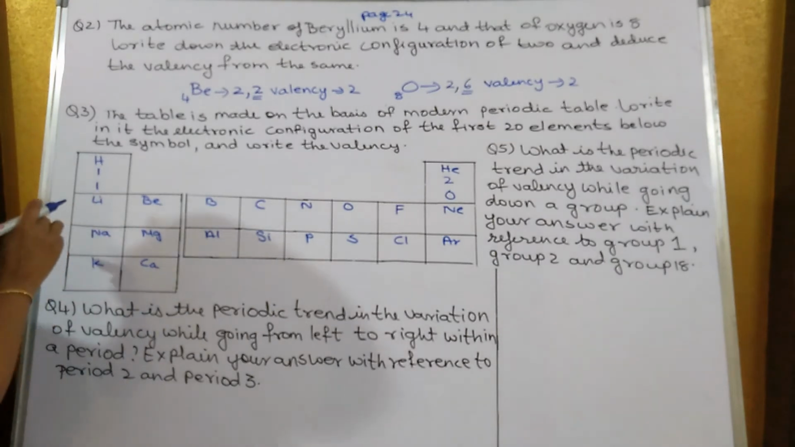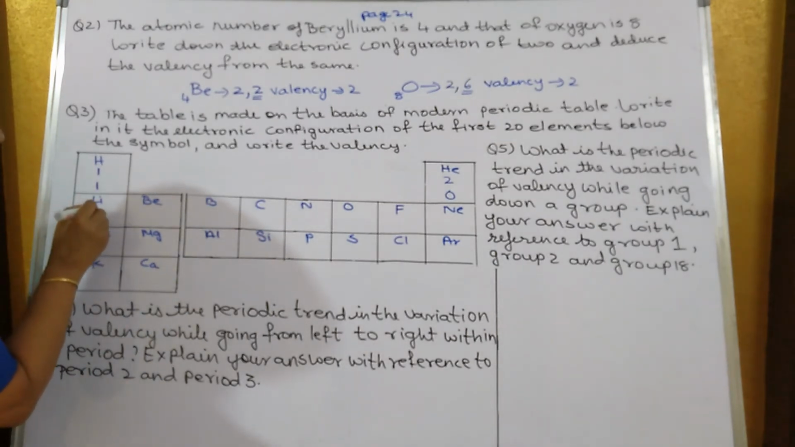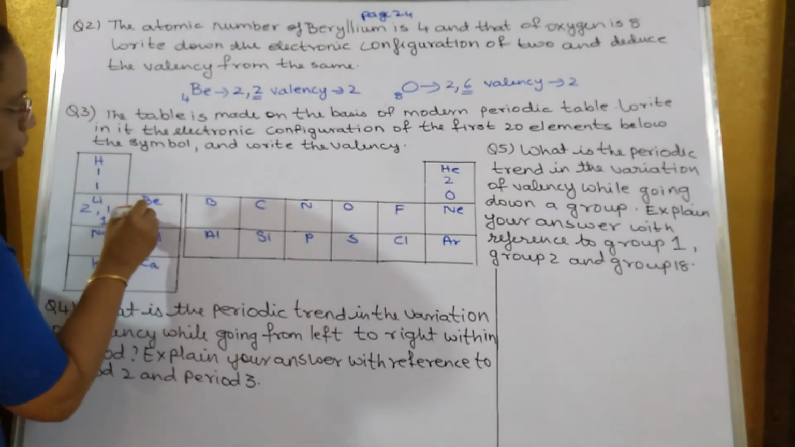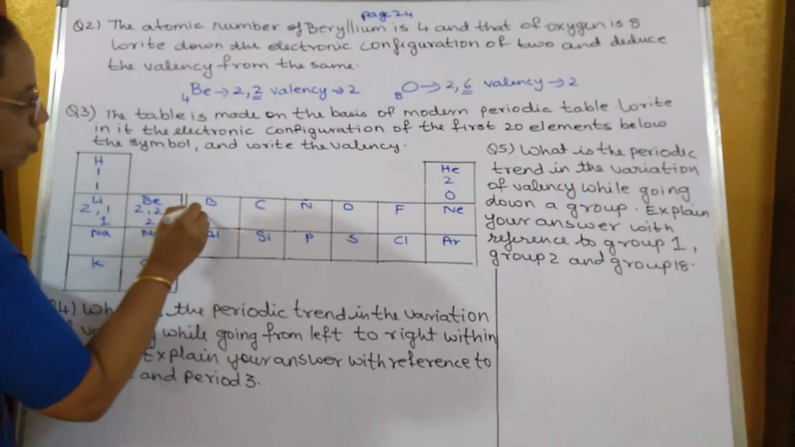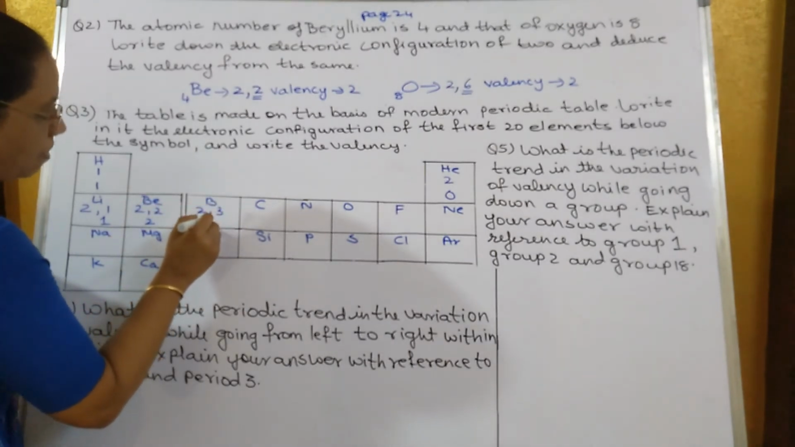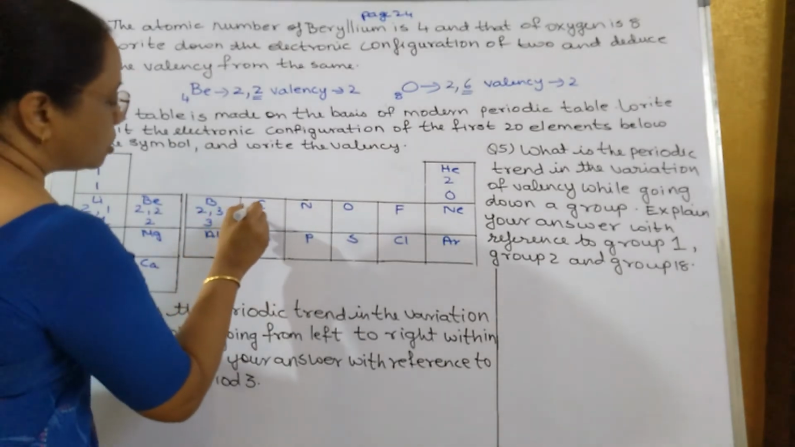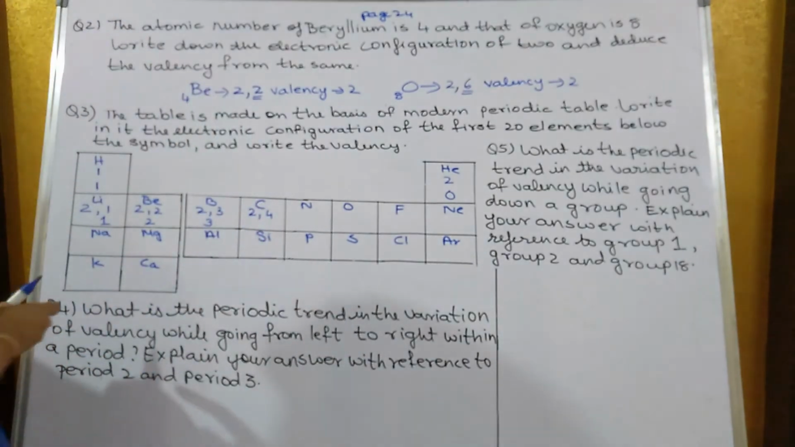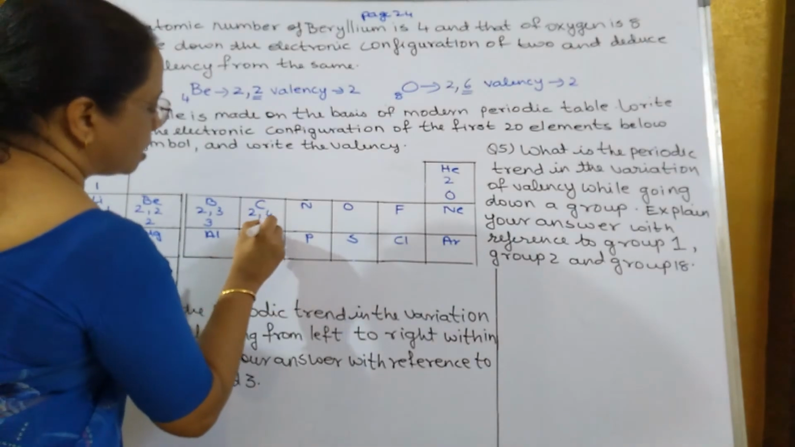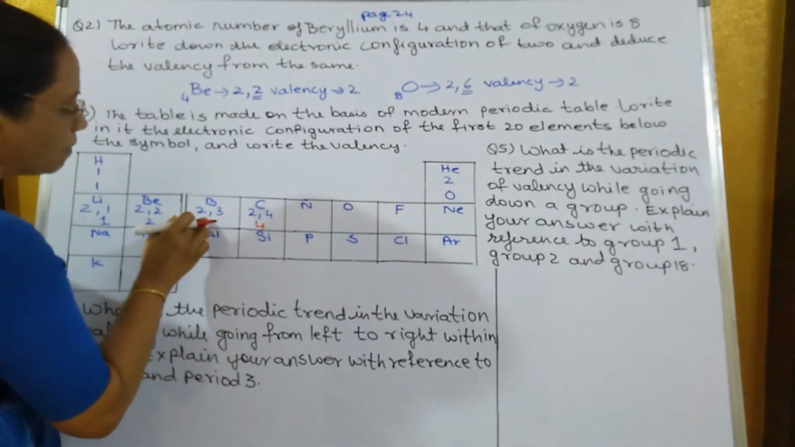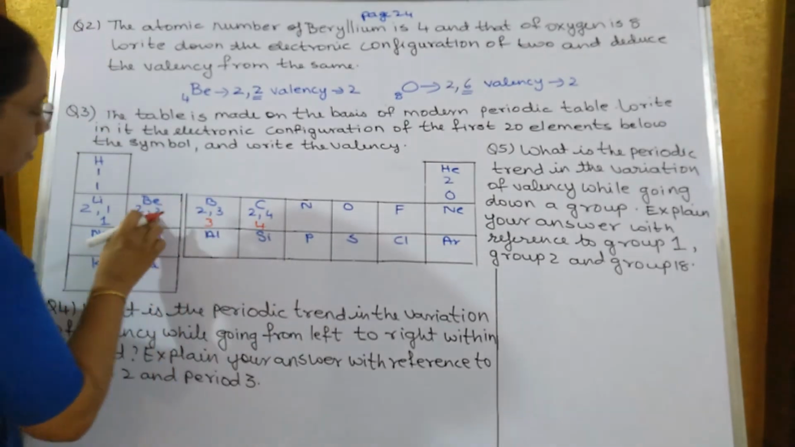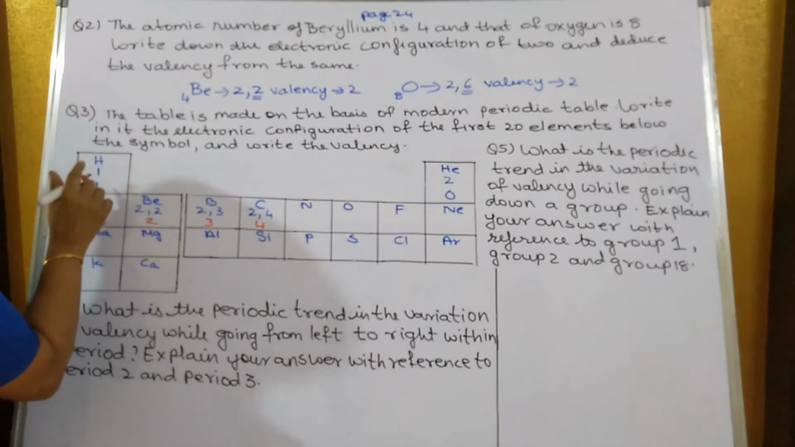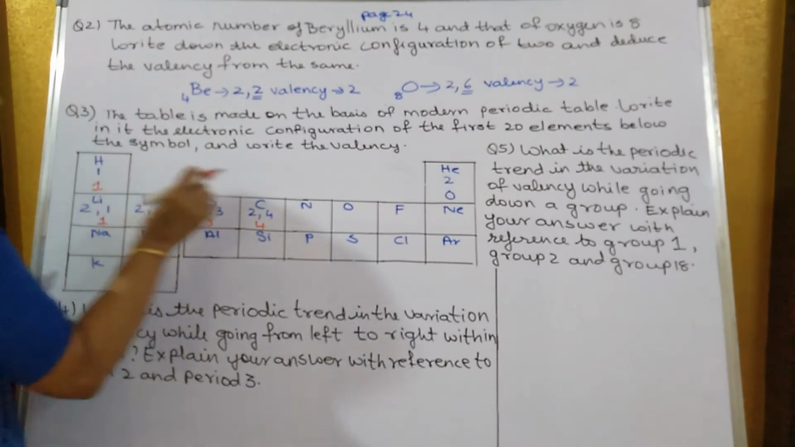Lithium is atomic number 3, so electronic configuration is 2, 1. So the valency is 1 over here. Beryllium is 4, so 2, 2, valency is 2. Here it is 2, 3, valency is 3. Here it is 2, 4, valency is 4 over here. I'll just write down the valency in red color so that you'll be able to distinguish. And this will be 0.